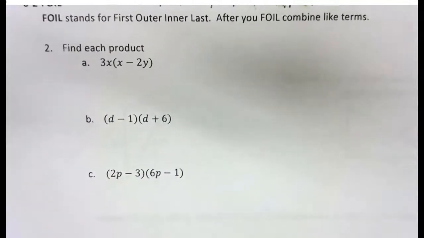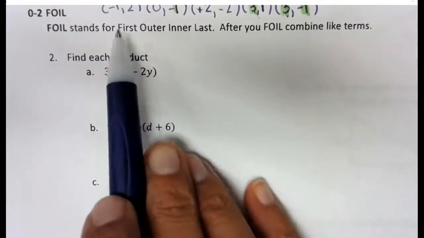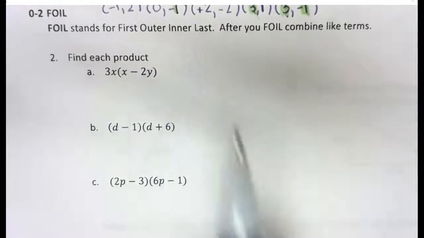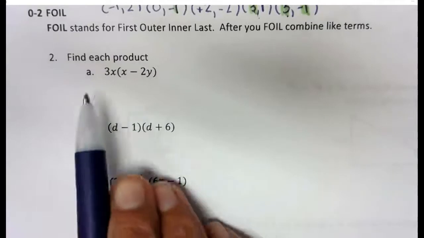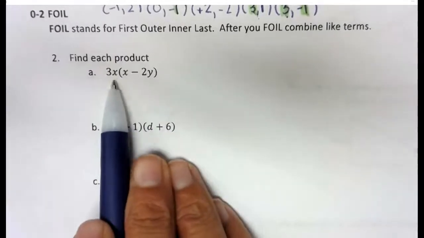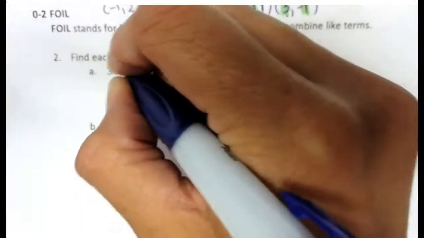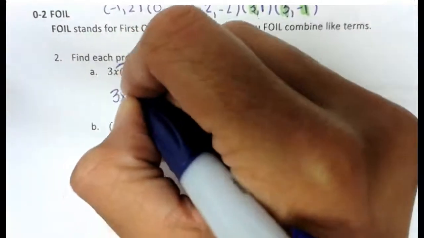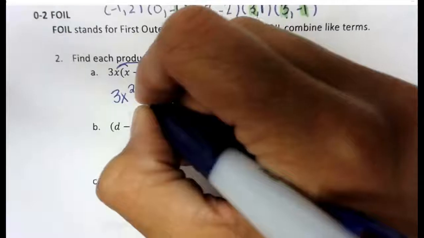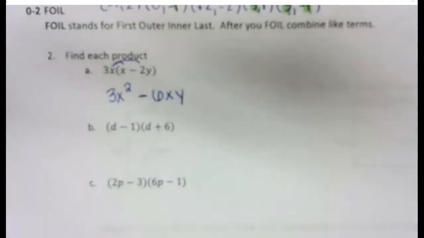Okay, lesson 2 was on FOIL. FOIL stands for first, outer, inner, last. So you can have FOIL where you distribute just one term. That's the distributive property. So we're going to take 3x and multiply it to both terms to give me 3x squared minus 6, and x times y is just xy.